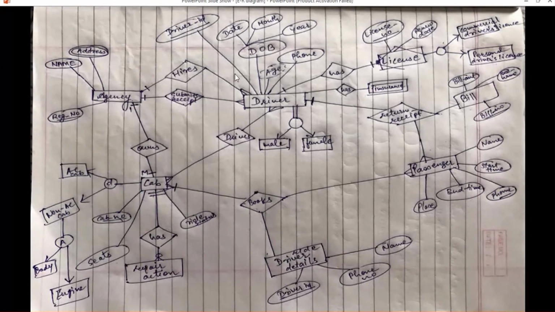In the same way, one agency can have many drivers, and all those drivers have different attributes. This is the derived attribute, age, from the date of birth. Date of birth is the composite attribute. Here the driver ID is your primary key. Again, you can see that a passenger can book this cab. Between cab, passenger and driver details, these three are in a ternary relationship. Why? Because whenever we book a cab, we have the cab detail, driver detail, and passenger detail, so that we can display it here.